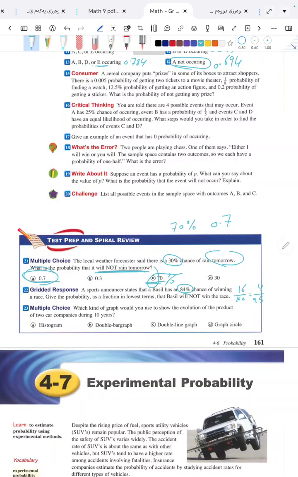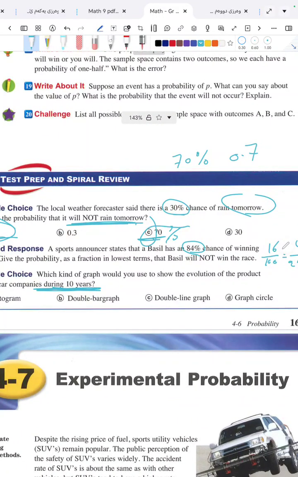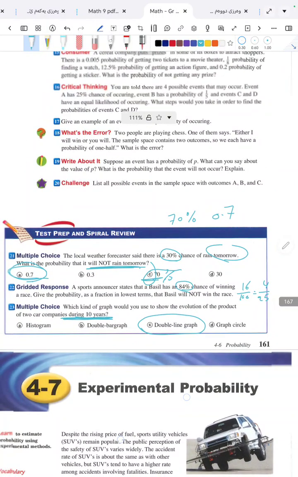Now question 23. Which kind of graph would you use to show the evolution of the production of two car companies during 10 years? Okay, you have time. So directly you know which one is correct. Double line graph is the correct answer.